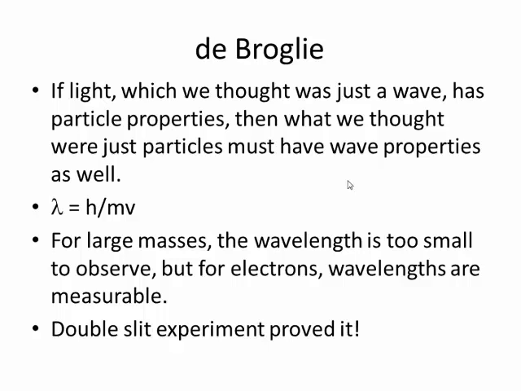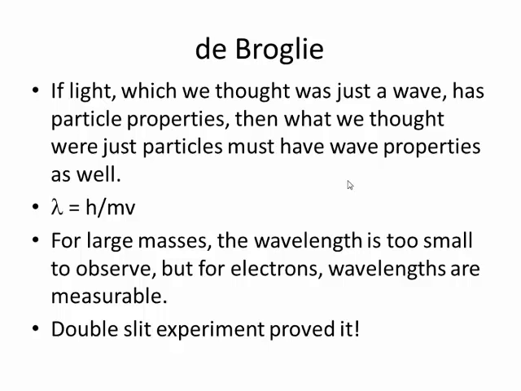Eventually other people did the double slit experiment using electrons instead of light. And sure enough, they got the interference patterns, which proved that electrons have wave-like properties. So de Broglie concluded from that that all matter, all particles, have wave-like properties.